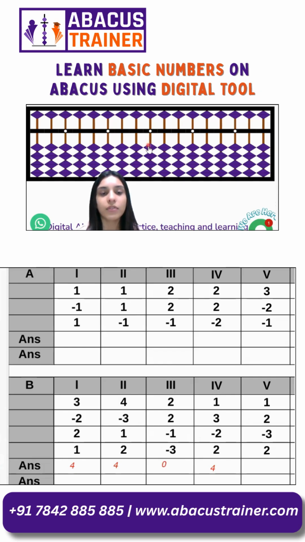Last question, 1. For 1, I have to add 1 bead, okay, added. Now plus 2, 2 beads, okay, added. Now minus 3, 1, 2 and 3, we can subtract 3 beads. Now plus 2. My answer is 2. Okay, my answer is 2.